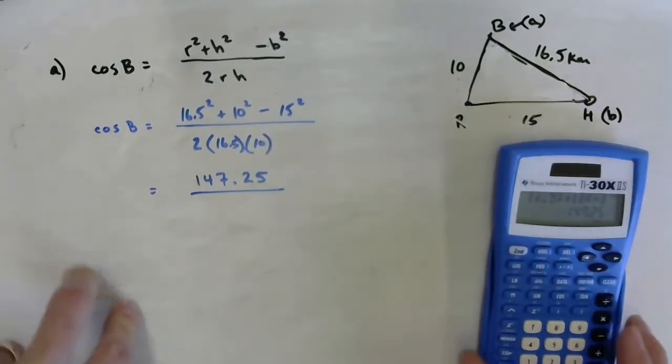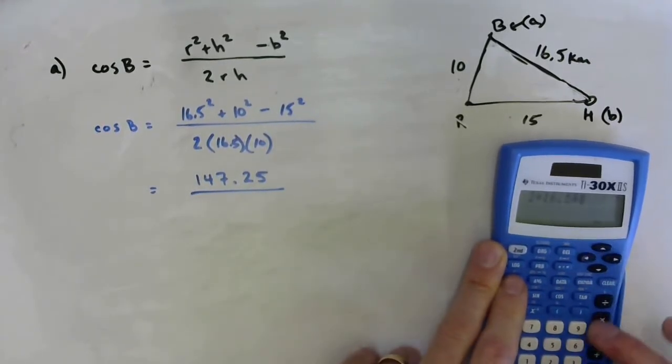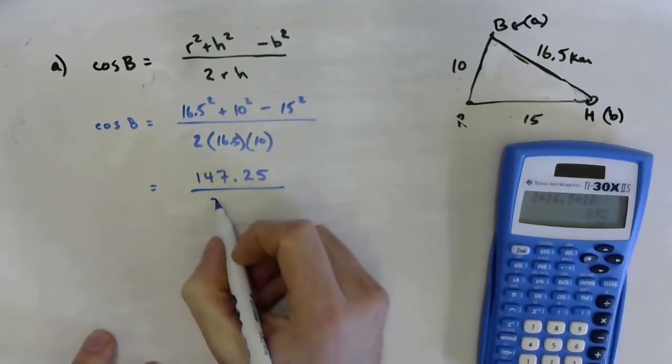And then the denominator, I can do the same way. I've got 2 times 16.5 times 10. That's 330.